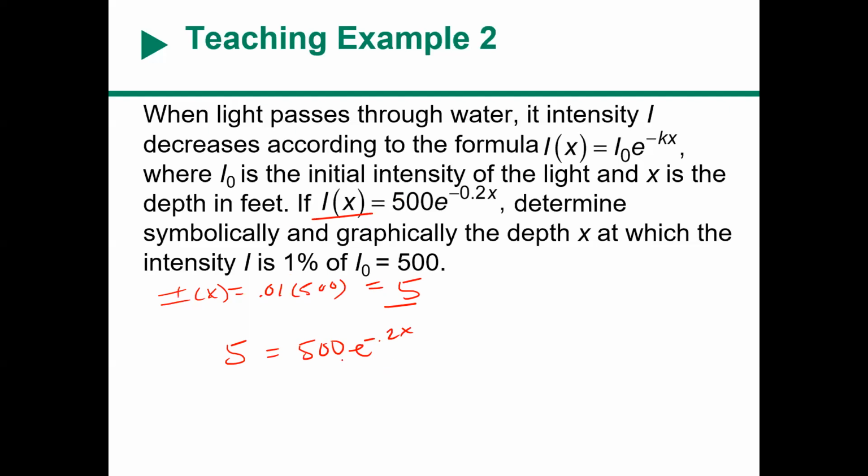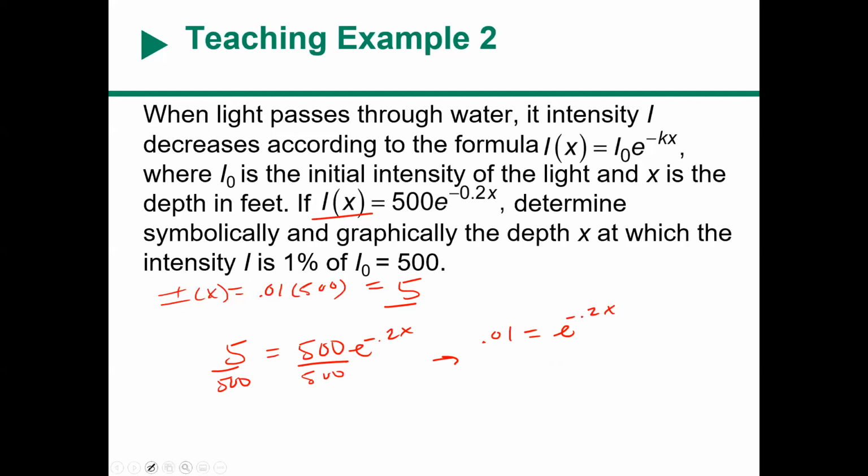And our goal is to solve this symbolically. So going through our PEMDAS, using our inverse operations, that is what we're doing. Instead of multiplying by 500, I'm going to divide by 500. When I divide by 500, I'm left with 5 over 500, which is 1/100. So 1/100 equals e to the negative 2/10 x.